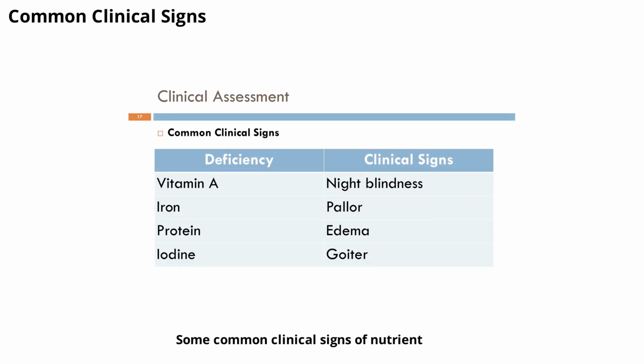Some common clinical signs of nutrient deficiencies include night blindness, vitamin A deficiency; pallor, iron deficiency; edema, protein deficiency; and goiter, iodine deficiency. Recognizing these signs allows for timely intervention and treatment, helping to prevent more severe health consequences.